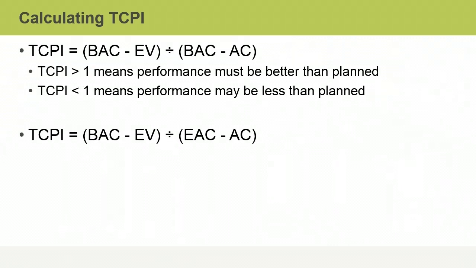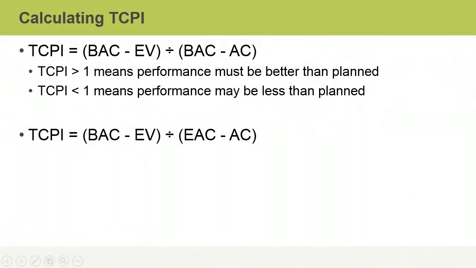It may be that you've taken corrective action by updating the cost baseline from the original BAC to a new estimate at completion, or EAC. To base the TCPI on the EAC, you use a similar formula. However, now you subtract the AC incurred for work done so far from the EAC instead of from the BAC.